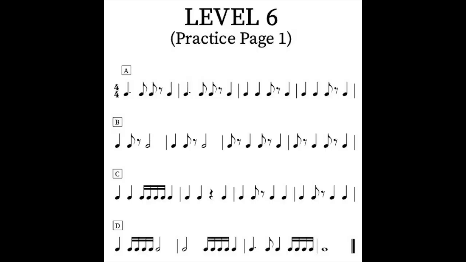So let's do A, B, C, and D. This is level 6 practice page 1. Ready? 1, 2, together, play. Ta, ti, ti, rest, ta. Ta, ti, ti, rest, ta. Ta, ti, rest, ta.